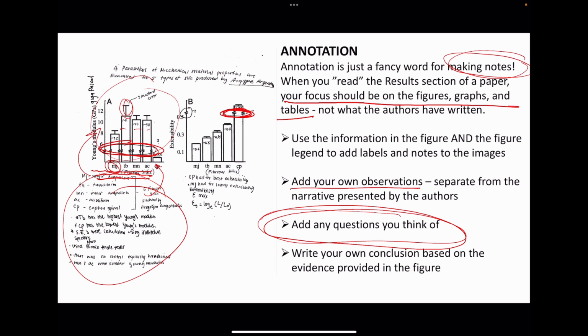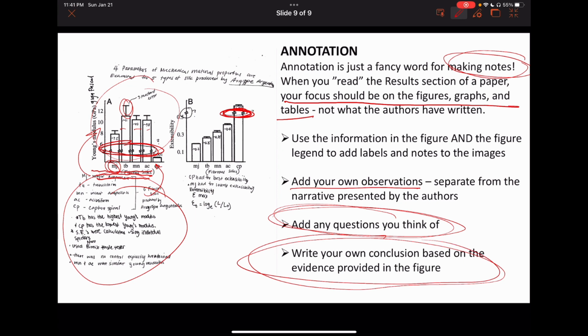Because even for me, sometimes if it's a paper that is in a different field than what I'm used to, they make their figures differently, they create things differently, they label things differently, right? So I want to be able to make those questions so that I can either ask another expert or just look it up on my own. And then you're going to write your own conclusion based on the evidence provided in the figure, right?